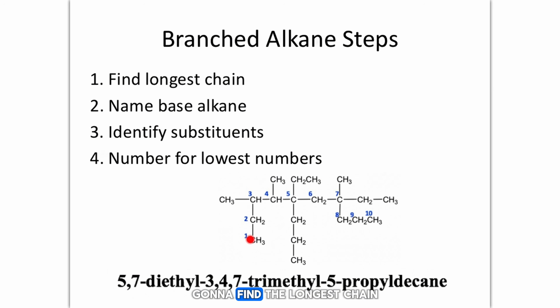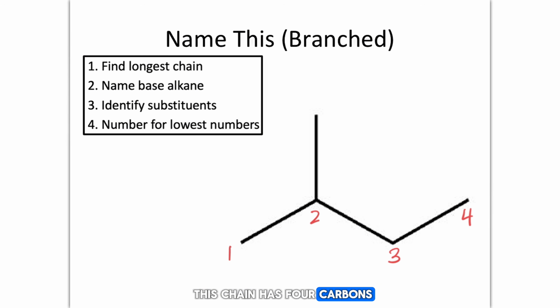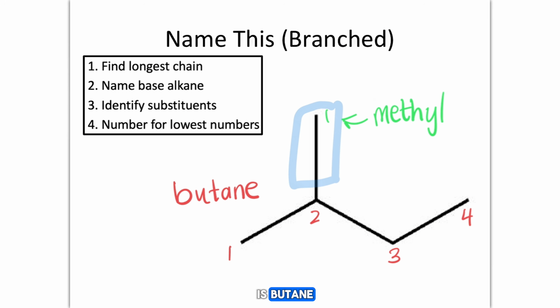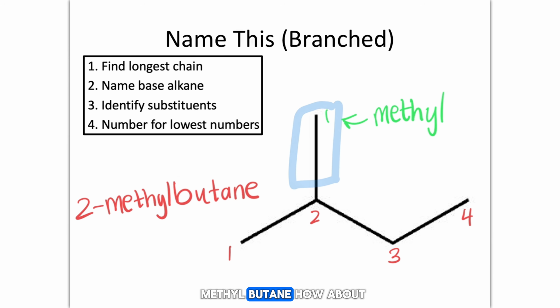To name these, we're going to find the longest chain, and we're going to name that base. Then we need to identify the substituents, or the branches. And we're going to number that longest chain so that our branches are at the lowest numbers possible. This chain has 4 carbons, and the branch is at carbon 2. That branch is 1 carbon long. The prefix for 1 is meth, and for a branch, we use the ending -yl. It's a methyl branch. So the parent chain is butane, and the branch is methyl, and the branch is at carbon 2: 2-methylbutane.